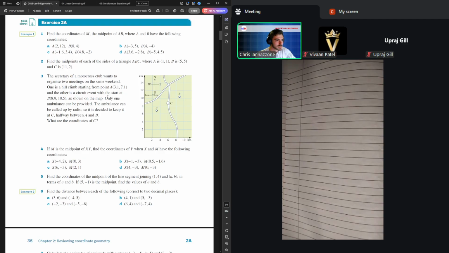Let's see what we got here. Organizing 2 meetings. One is a hill climb from this point, and the other is a circuit from this point. And we're trying to figure out where an ambulance should be put such that it's halfway between the 2 points that were mentioned. Not actually different, but there's a story behind it, so this will test at least a little bit of comprehension, perhaps.